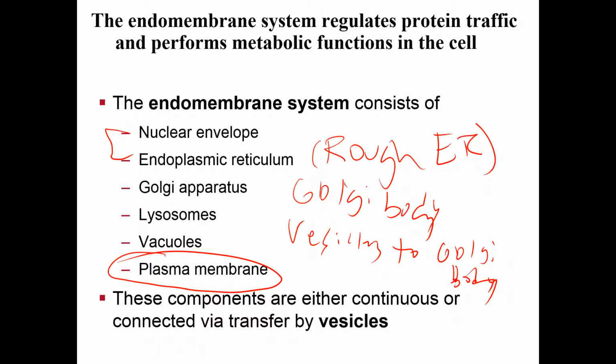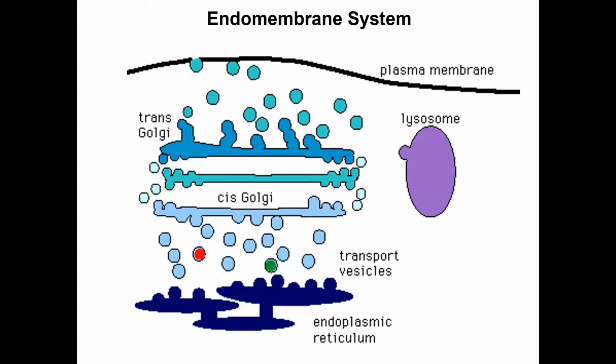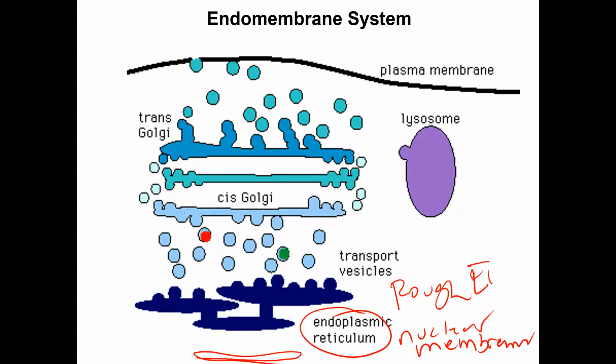As I mentioned, the endomembrane system is either a continuous series of interconnected membranes or they're connected through vesicles that run along tracks of microtubules. Here you're being shown an image of the endomembrane system. One of the things that's missing out of this is your nuclear membrane. That nuclear membrane is going to be here, and it's going to be interconnected with the endoplasmic reticulum, specifically the rough ER.